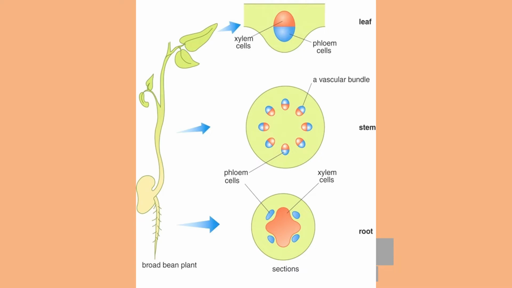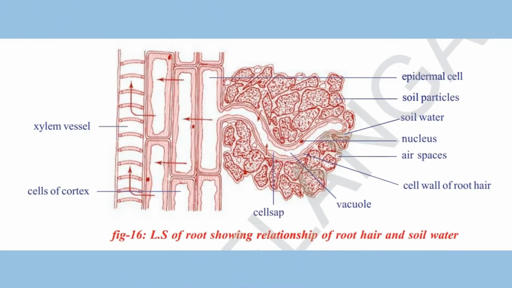Now we know that roots penetrate into the soil and roots have small thin hair-like structures on them. They are known as root hairs. These root hairs grow out into the spaces between the soil particles, and they are surrounded by moisture. We can observe this in the diagram.